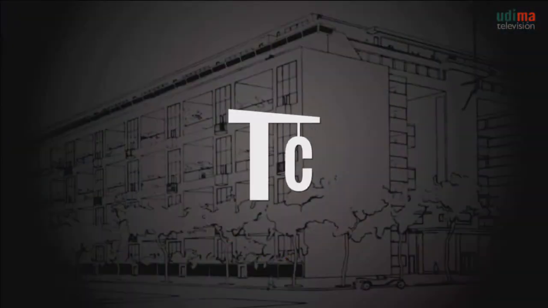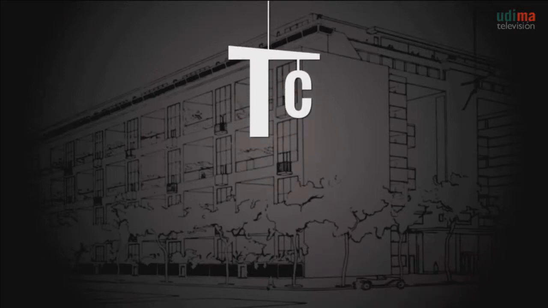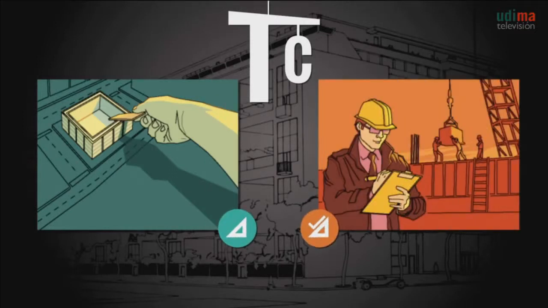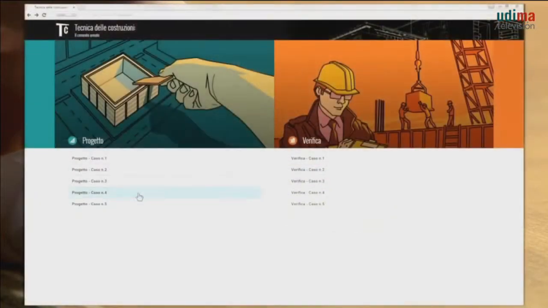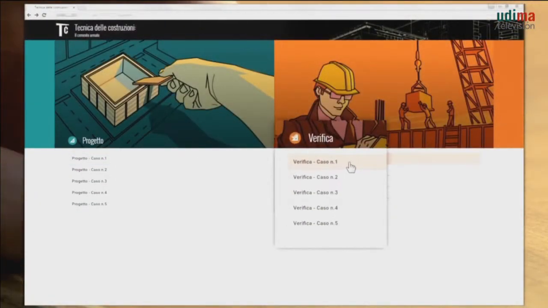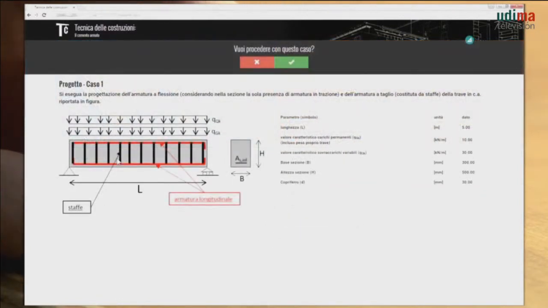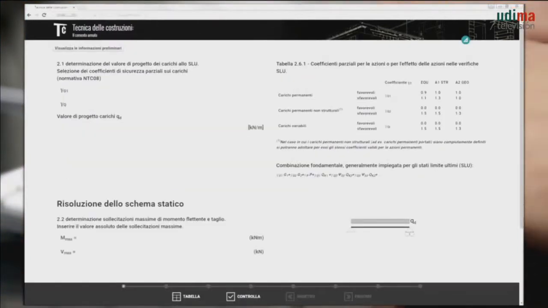The laboratory on building construction techniques stems from the need to give an answer to two types of queries: to design the flexural and shear reinforcement of a reinforced concrete beam, and to carry out the flexural and shear verification of these. The use of the laboratory begins with the choice between the project stage and the verification one, and contextually from the choice of the case of interest. The problem to address is presented, and the static schema and chosen load are illustrated.